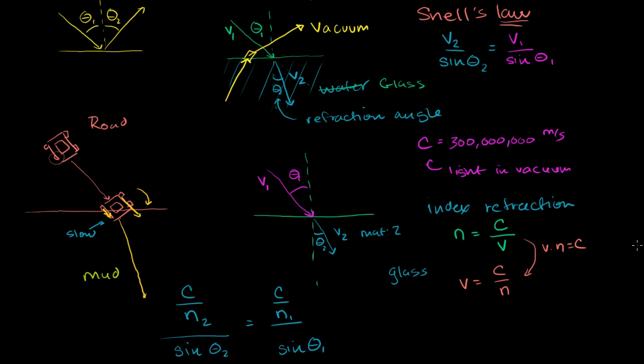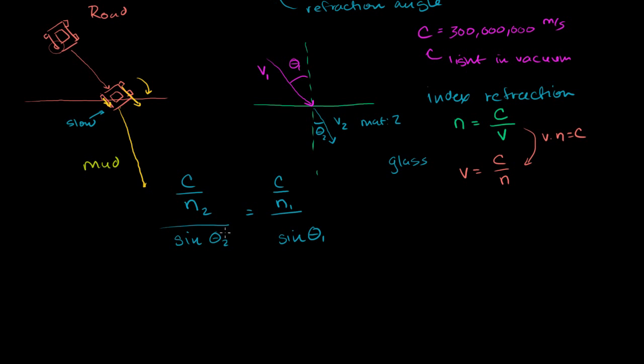And then we could do a little bit of simplification here. Actually, the simplest thing to do would be to take the reciprocal of both sides. So if we take the reciprocal of both sides of this, you get sine of theta 2 over c over n2 is equal to sine of theta 1 over c over n1. And now let's multiply the numerator and denominator of this left side by n2.